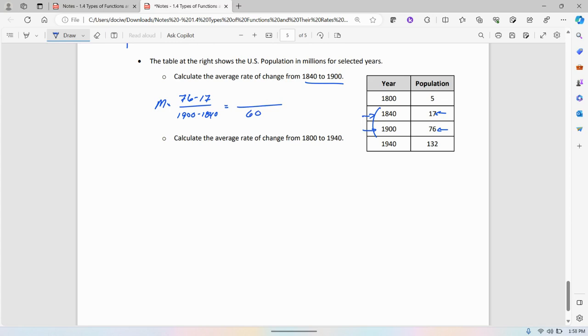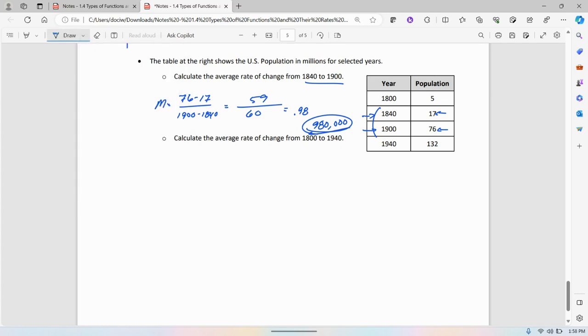Over that 60-year period, what was the increase in the U.S. population? Well, 76 minus 17 is 59. So the United States population increased 59 million people over 60 years. That's just shy of 1 million people a year. It's actually 0.98 million people, which is 980,000 people per year. The United States population increased approximately 980,000 people per year.